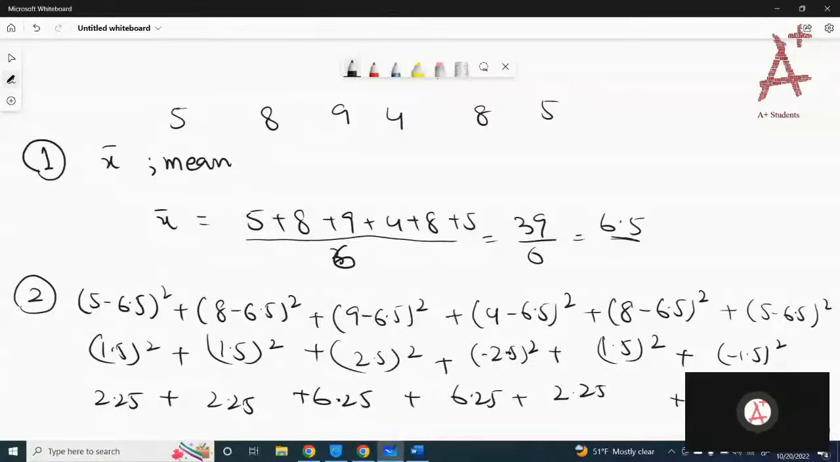Just sum up all these squares. Let me add them: 2.25 plus 2.25 plus 6.25 plus 6.25 plus 2.25 plus 2.25. So their sum is 21.5. Got it? What we did was subtract the mean value from all the numbers, square them, and add them all. So their sum is 21.5. Got it? So we have to calculate the variance.